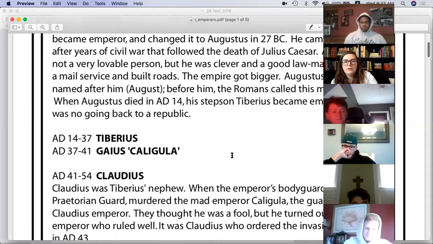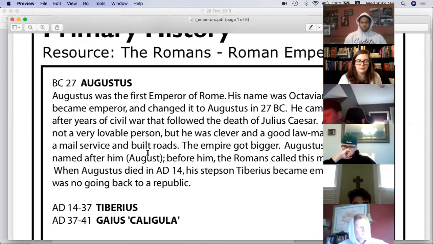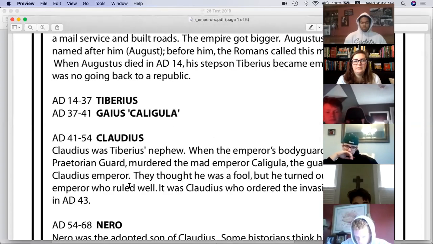All right, so then you have Tiberius, his stepson Tiberius became emperor, and then you have Caligula, and these guys won't be in the matching section. But can you tell me about Caligula? Because you know something about him. He's a bad dude. Have you seen him before? We saw his statue in the museum. Yes, you saw his statue in the museum. Very good.